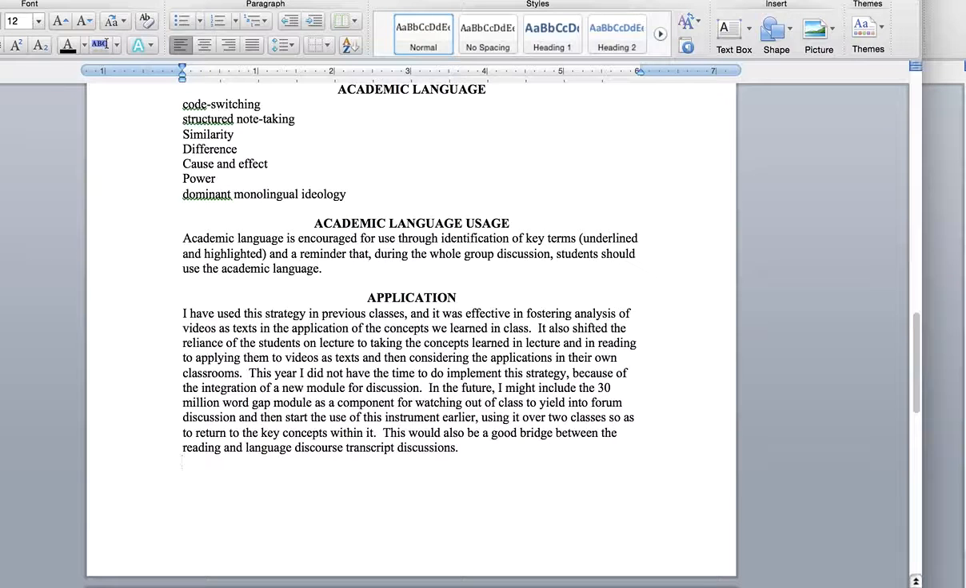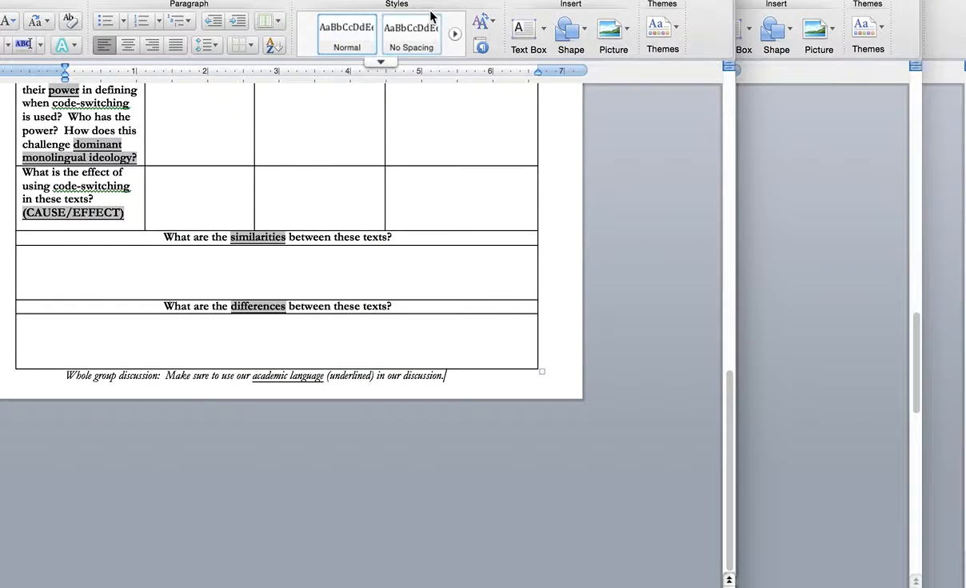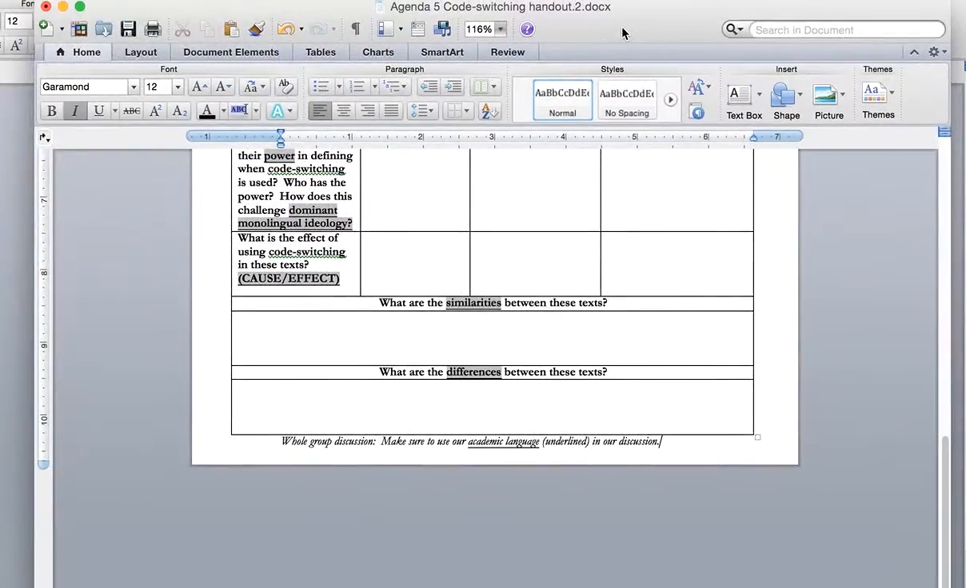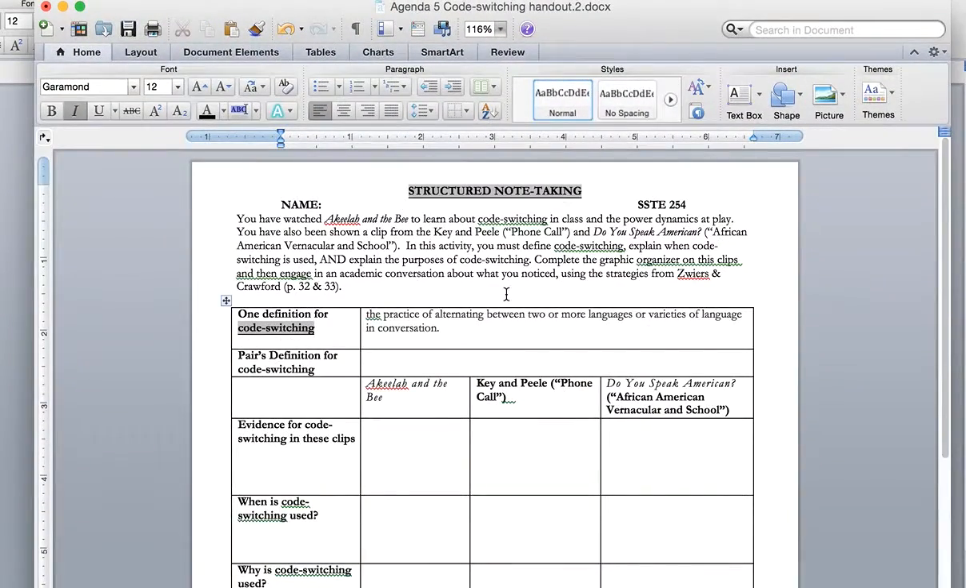So here's my example of the handout. Going to move that over. So here's structured note-taking. Very simple. Ask for your name, Sisti 254, that's our class. You have watched Tequila and the Bee to learn about code switching in the class, power dynamics at play.